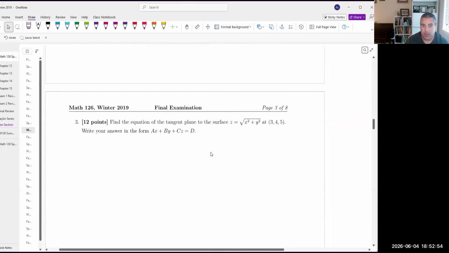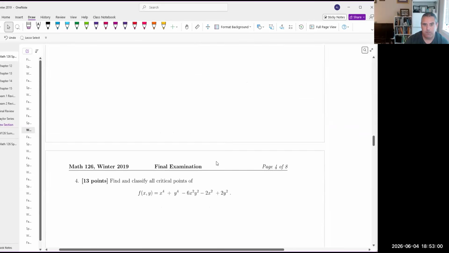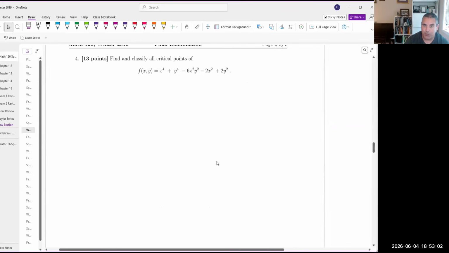Find the tangent plane. I feel like I have a pretty good plan for that. Take the partial derivatives, plug in some values. Find and classify the critical points. Oh, I would love to do that question. I've had quite a few people asking me to review how you solve in an organized way. But there's a clear strategy there. You're going to need the first and second derivatives. You're going to need to do some organized solving.